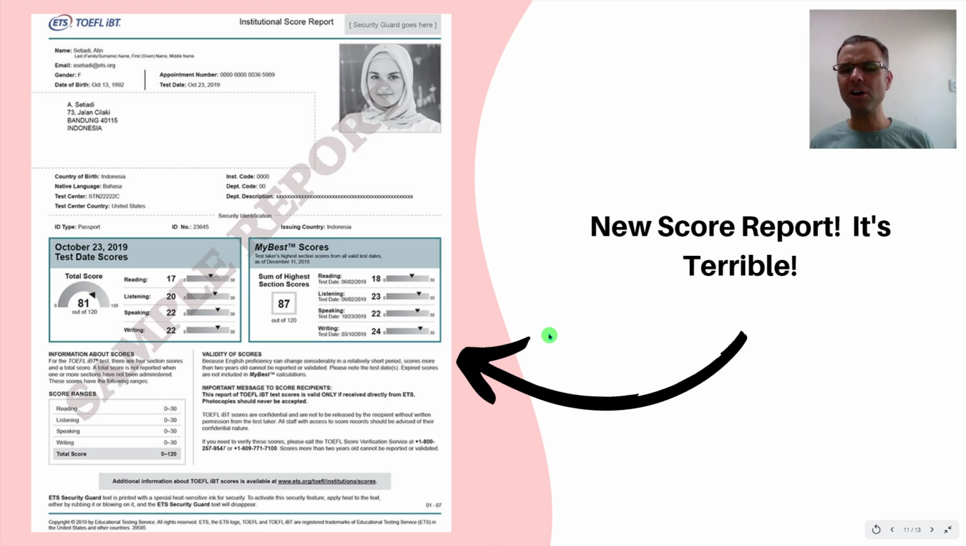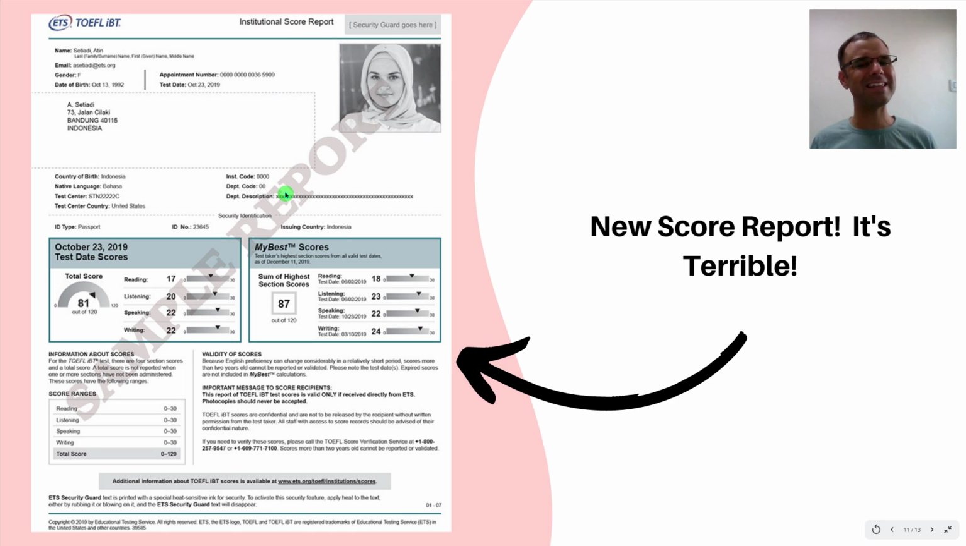All right, that's all I have to say about the 4 TOEFL speaking questions. I want to continue by talking about the new score report. It looks a little bit like this. Now, yes, this is the institutional score report, which the university gets, but you're going to get the same one.